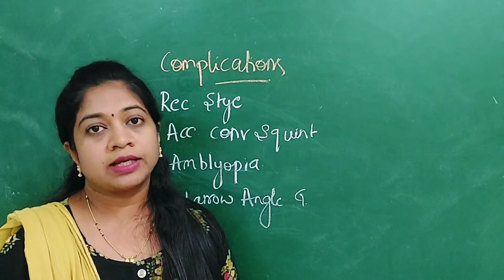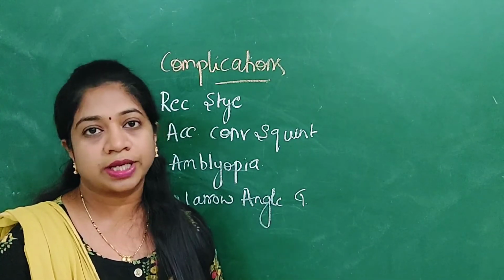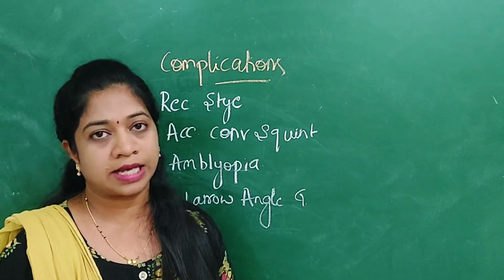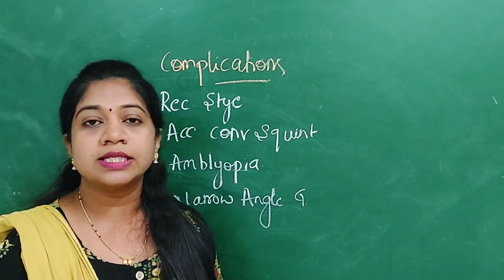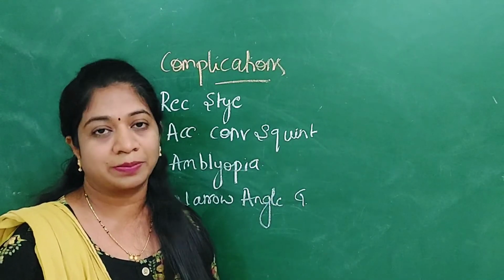Then the hypermetropic eye will go into amblyopia, or it can be secondary to emmetropic amblyopia, that is, both the eyes are having very gross hypermetropia and hence the amblyopia can develop. And since the angle in the anterior chamber is very narrow, these patients are predisposed to narrow angle glaucoma. So these are the complications of hypermetropia.